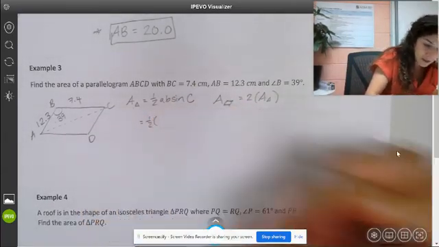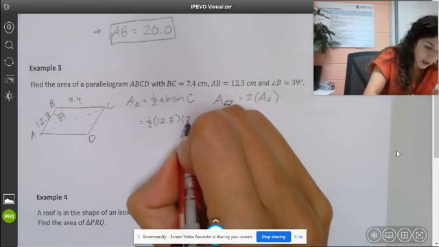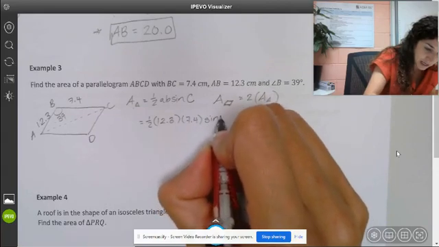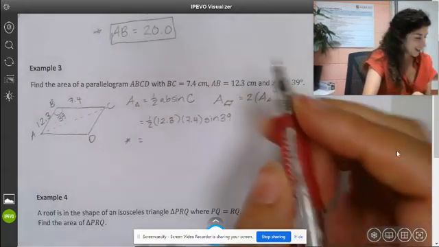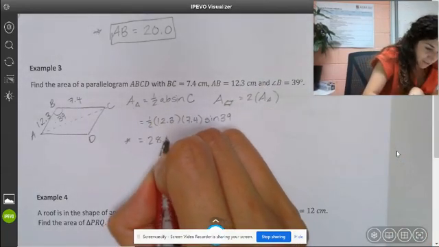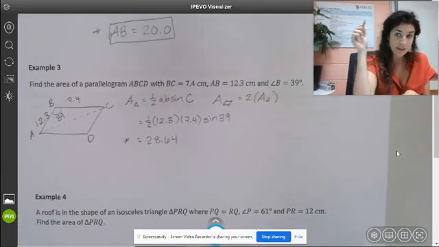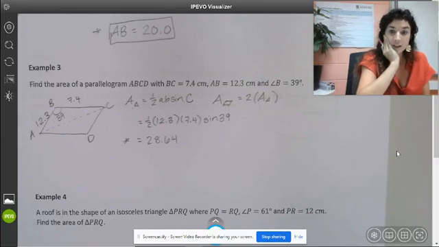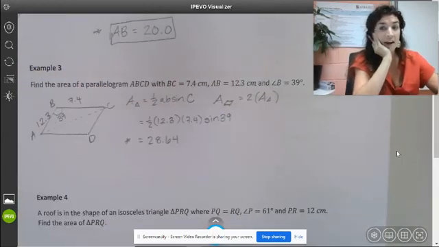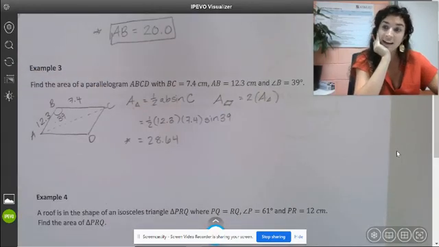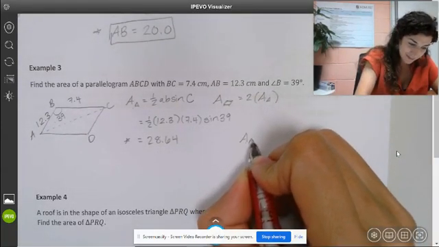I'm going to go in and put in what information I have. A, I'm going to say is 12.3, although you could have done 7.4. And then we're going to do sine of 39. Go ahead and tell me what that is. This guy is going to be 28.64 about. I rounded it here just to put it on my page, but remember you're going to be using your exact values for the final answer. Once we take this final answer, realize that we are not done yet. Refer back to your to-do list. We need to find the area of a parallelogram. So we're going to take this guy and we're going to multiply it by 2. Go ahead and tell me what that is.